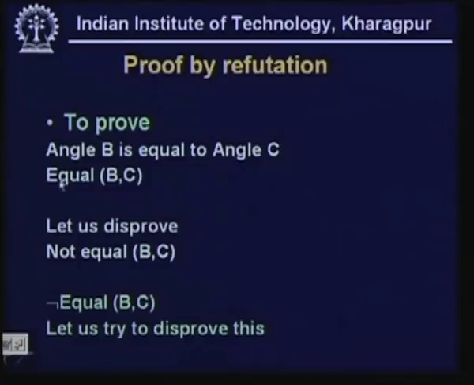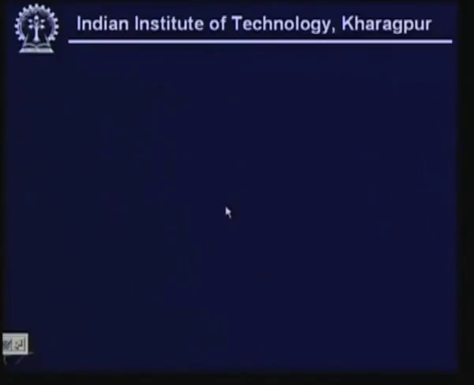So, we were supposed to prove equal BC, and what I will be doing here is I will take the negation of this. So, not equal BC, and I will try to disprove it. That means, I will try to prove that not equal BC is not a logical entailment of the set of propositions that have been given to me. Okay? That is the method of resolution. So, let us try in this way.